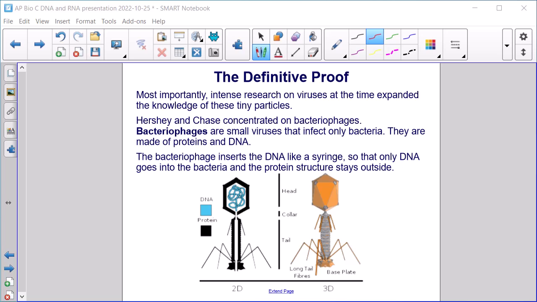Hershey and Chase concentrated on bacteriophages. Bacteriophages are small viruses that infect only bacteria. They are made of proteins and DNA. The bacteriophage inserts the DNA like a syringe so that only DNA goes into the bacteria and the protein structure stays outside.